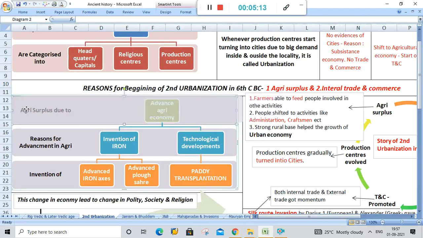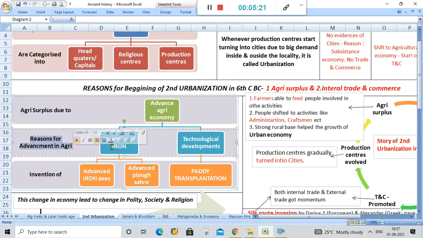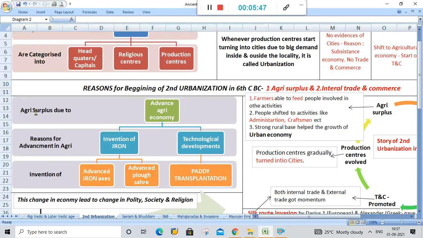See, agricultural surplus is due to advancement in the agricultural economy. So an advanced agricultural economy was there. The reason for the advancement in the agricultural economy is nothing but the invention of iron, as we have studied. Technological developments: the invention of iron has given rise to advanced iron axes and advanced plowshares. The major technological development in the later Vedic period was paddy transplantation. So this is how agricultural surplus happened in the later Vedic period.